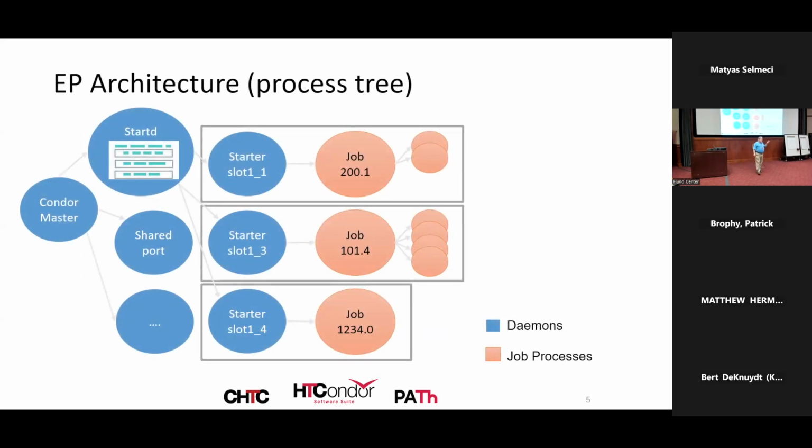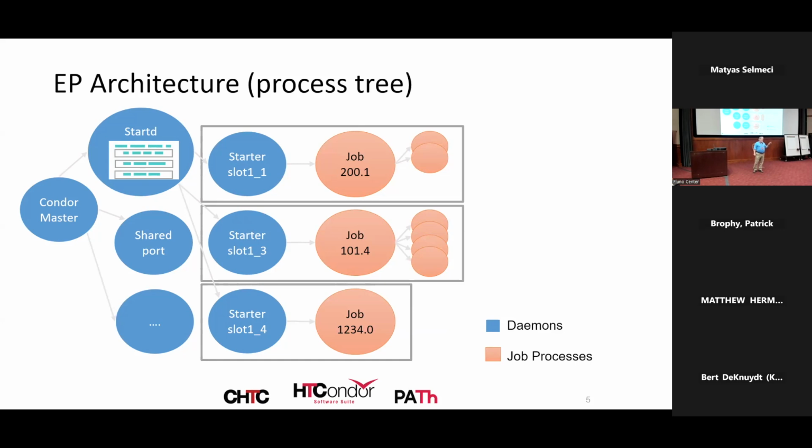Another view of the EP here is much more detail-oriented. This is the sort of process architecture of the EP. So an EP is really an entire set of Condor daemons. There's the Condor master, which is a watchdog. It starts all the other daemons, makes sure they stay alive. There's the start process. That's sort of the core of the EP. It's the one that manages resources and thinks about creating slots. There's also a few other daemons under the master.